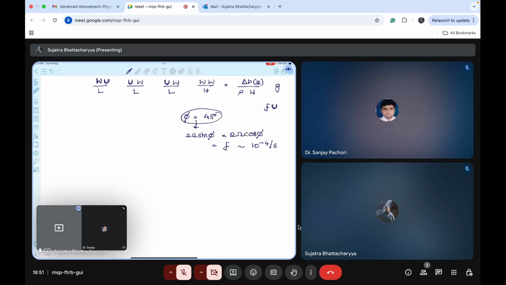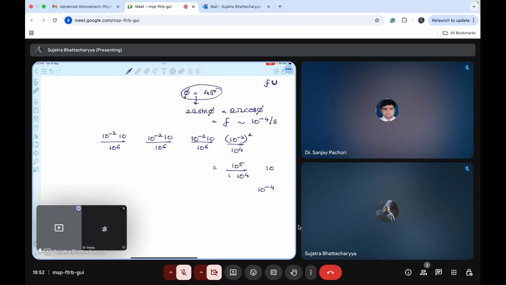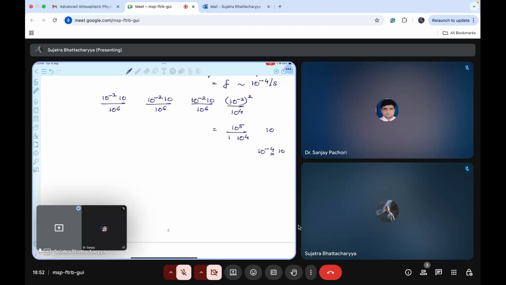Now we will put the values and try to see. W is 10 to the power minus 2. U is 10 divided by 10 to the power 6. Same, 10 to the power minus 2 into 10 divided by 10 to the power 6. W square, 10 to the power minus 2 whole square divided by 10 to the power 4. On the right hand side, remember, this is ∂P/∂Z. So it is 10 to the power 5 pascals divided by rho, which is 1, and this is 10 to the power 4. This is 10. What about this? 10 to the power minus 4 into 10. These are the scales. Fine.